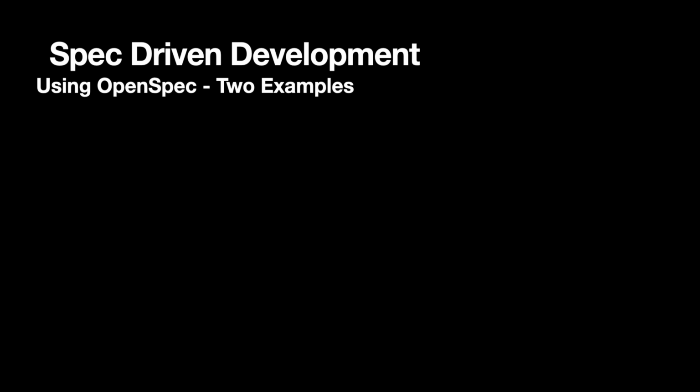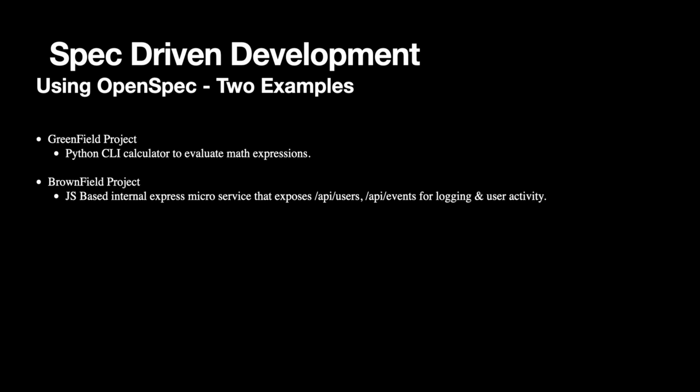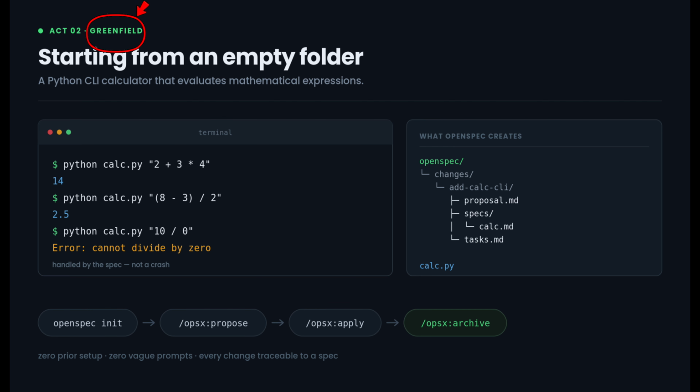I'm going to show you both halves of the problem. First, a greenfield project, a Python CLI calculator built from an empty folder. Then, a brownfield one, an existing Express microservice with two endpoints, /api/users and /api/events, already in it, and zero specs anywhere. Let's start with the greenfield project.